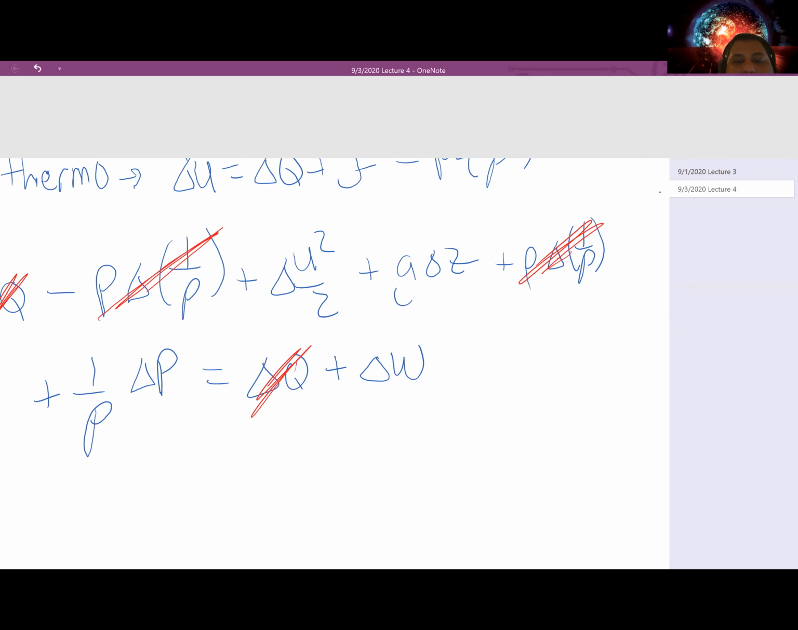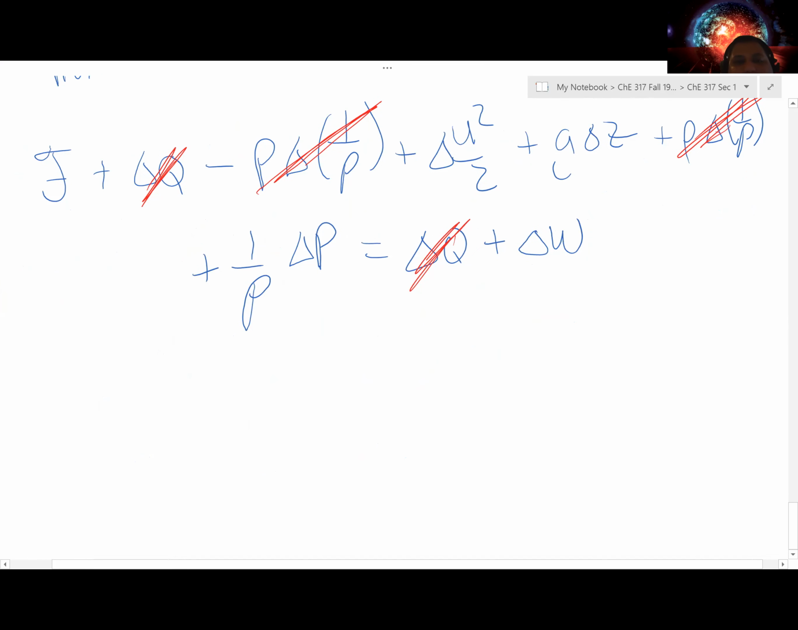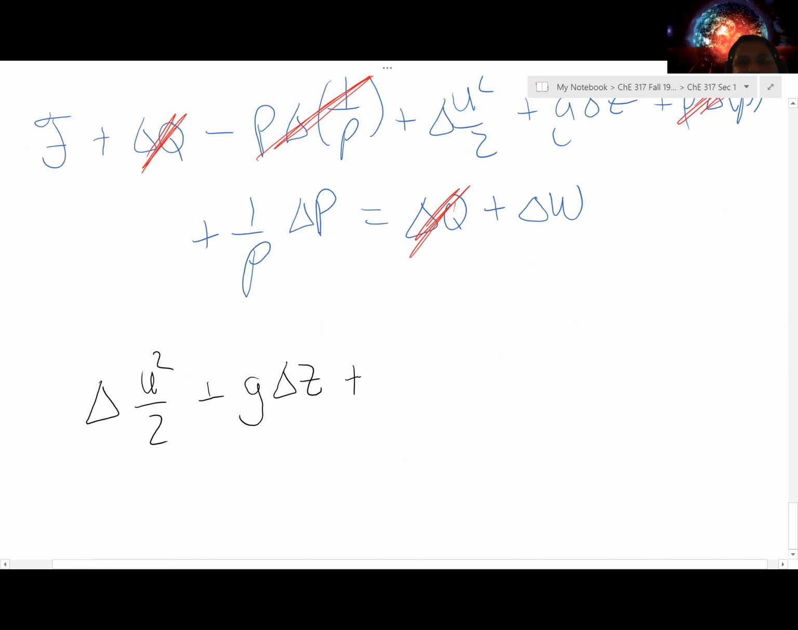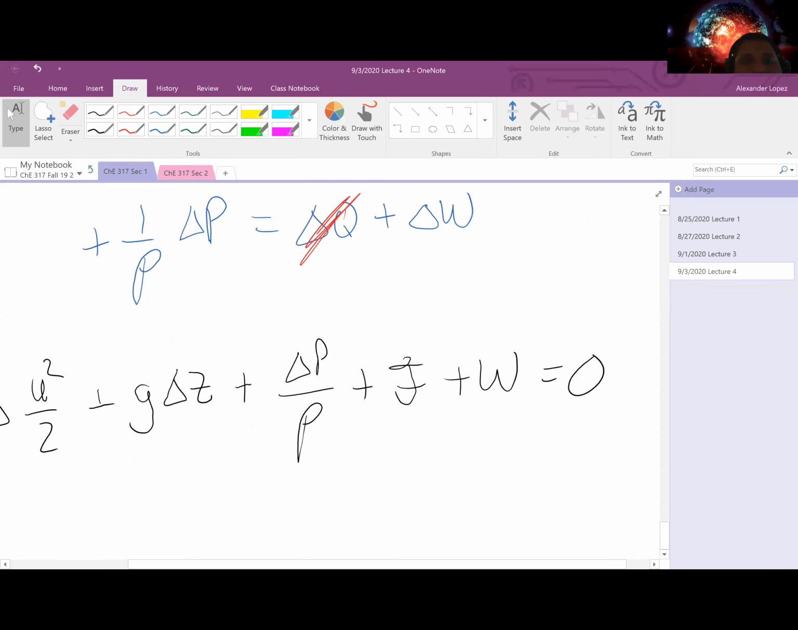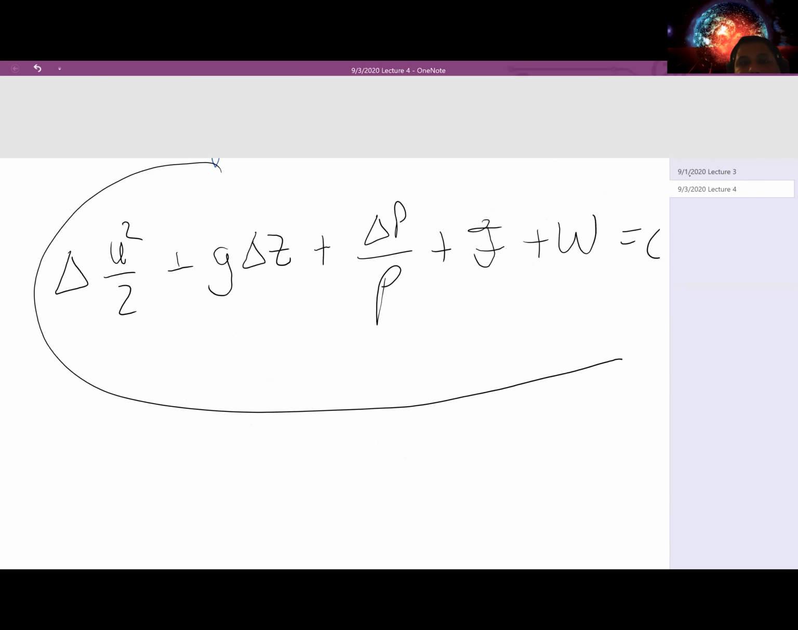And so eliminating those terms and then finally reorganizing this, I'm left with an expression that looks like this, where I have delta U squared over 2 plus G delta Z plus delta P over rho plus F plus W equals 0. And this is an extremely important equation.